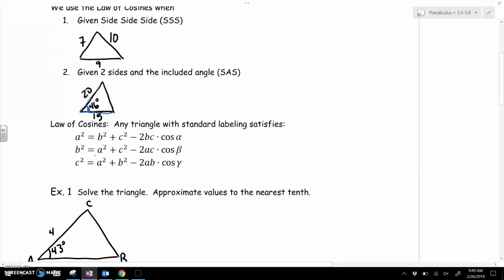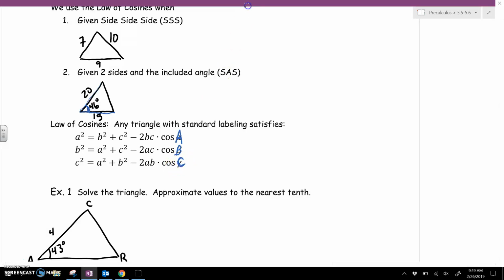Now, the law of cosines is for any triangle with standard labeling where the angle is across from the side length. So it does take some memorization. Now, it seems like three different things, but I will talk about how I kind of remember it. First thing I'll have you do is change your angles, because if you have a squared equals b squared plus c squared minus 2bc times cosine, we're going to change the alpha to an A. Okay? If it's b squared, then it's equal to a squared plus c squared minus 2ac cosine, just call that angle B. And then c squared equals a squared plus b squared minus 2ab cosine C.